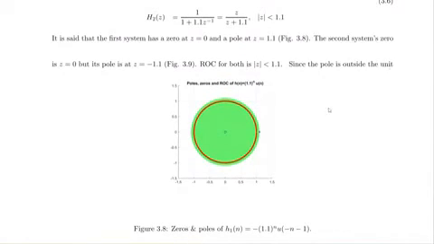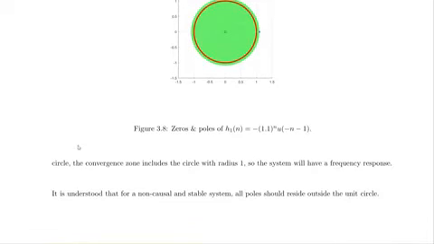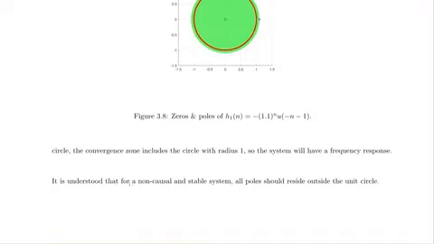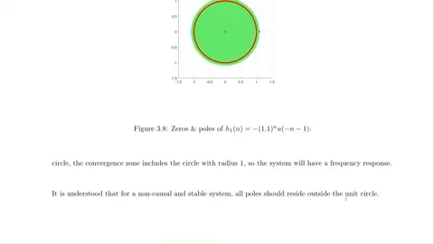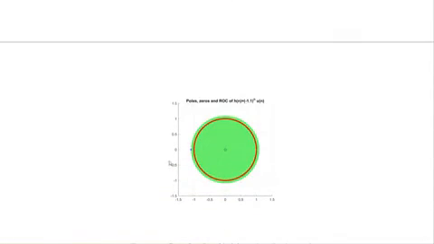Since the poles are outside the unit circle, the convergence zone includes the circle with radius 1, so the system will have a frequency response. It's understood that for a non-causal and stable system, all poles this time should reside. Of course, here there is a typing mistake. Oh, no. All poles should reside outside the unit circle. That's correct. Okay.